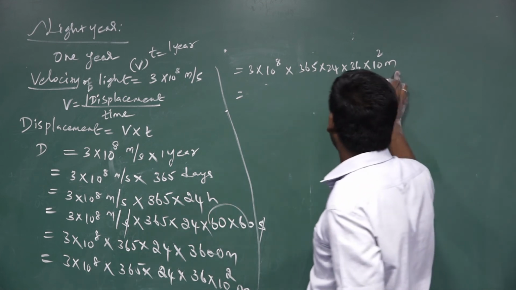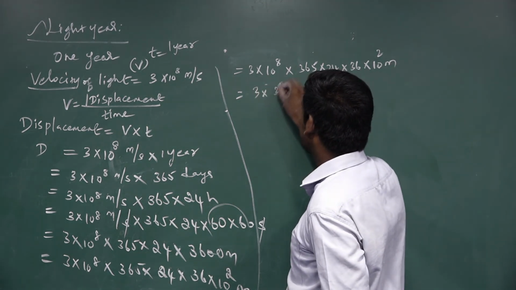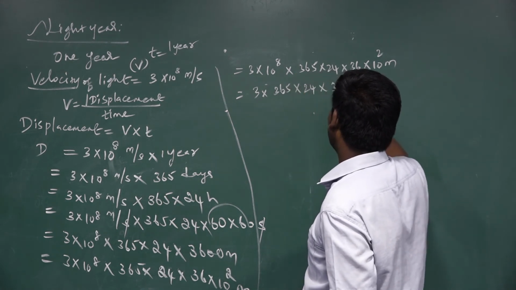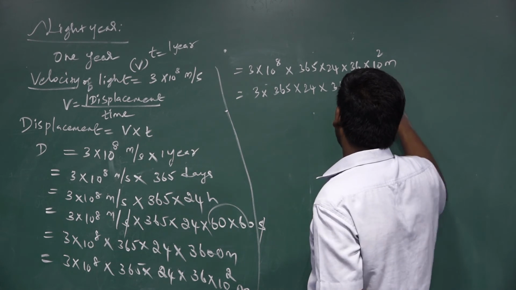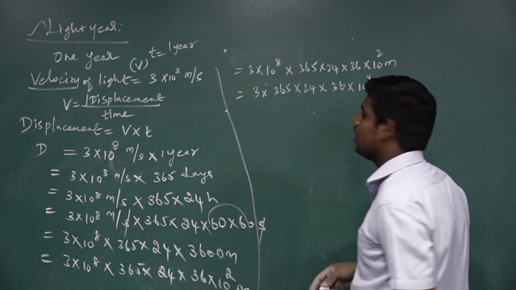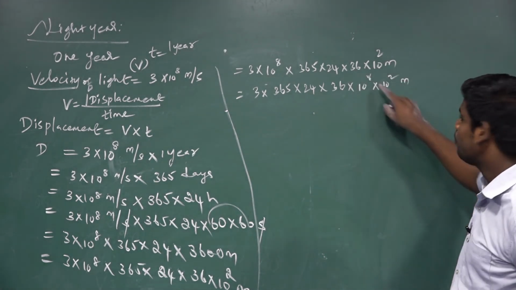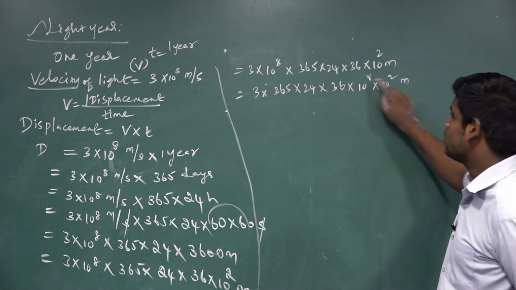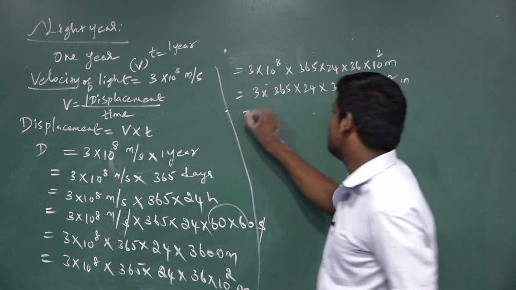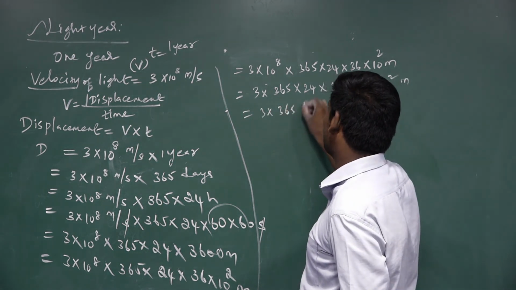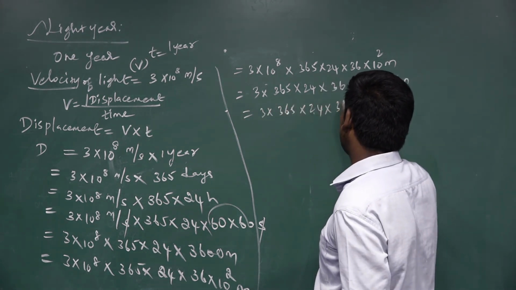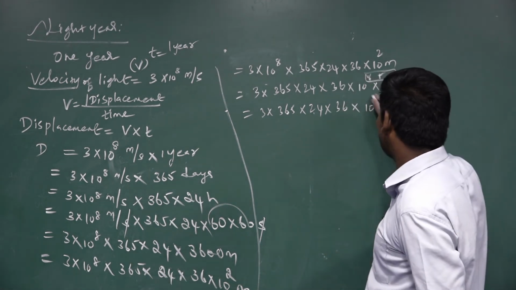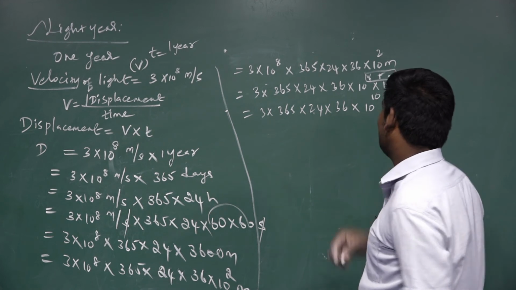Now taking the powers together: 3 into 365 multiplied by 24 multiplied by 36, into 10 to the power 8 into 10 to the power 2 meter. We know the formula: a to the power m into a to the power n, the powers add. So we add 8 plus 2 and we get 10 to the power 10 meter.